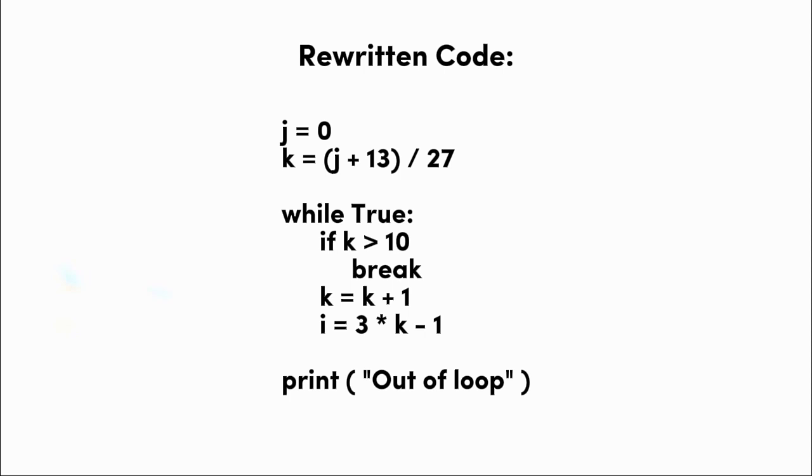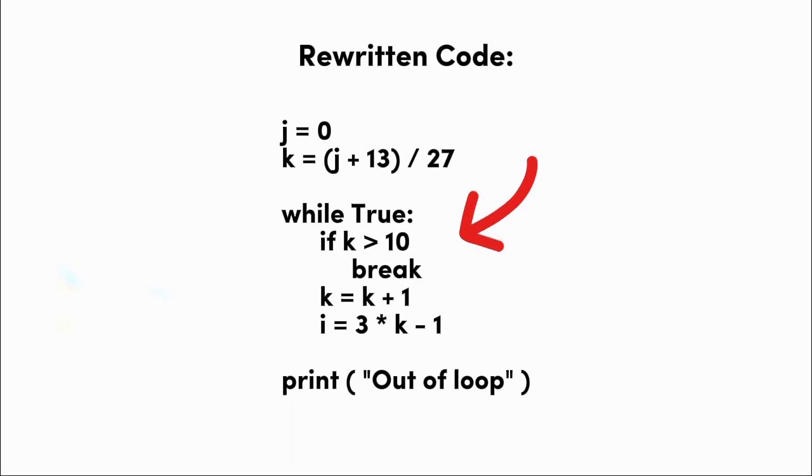This Python code simulates the behavior of the provided pseudocode. Here's how it works. Number 1, initialize j and calculate k using the given formula. k equals j plus 13 divided by 27.